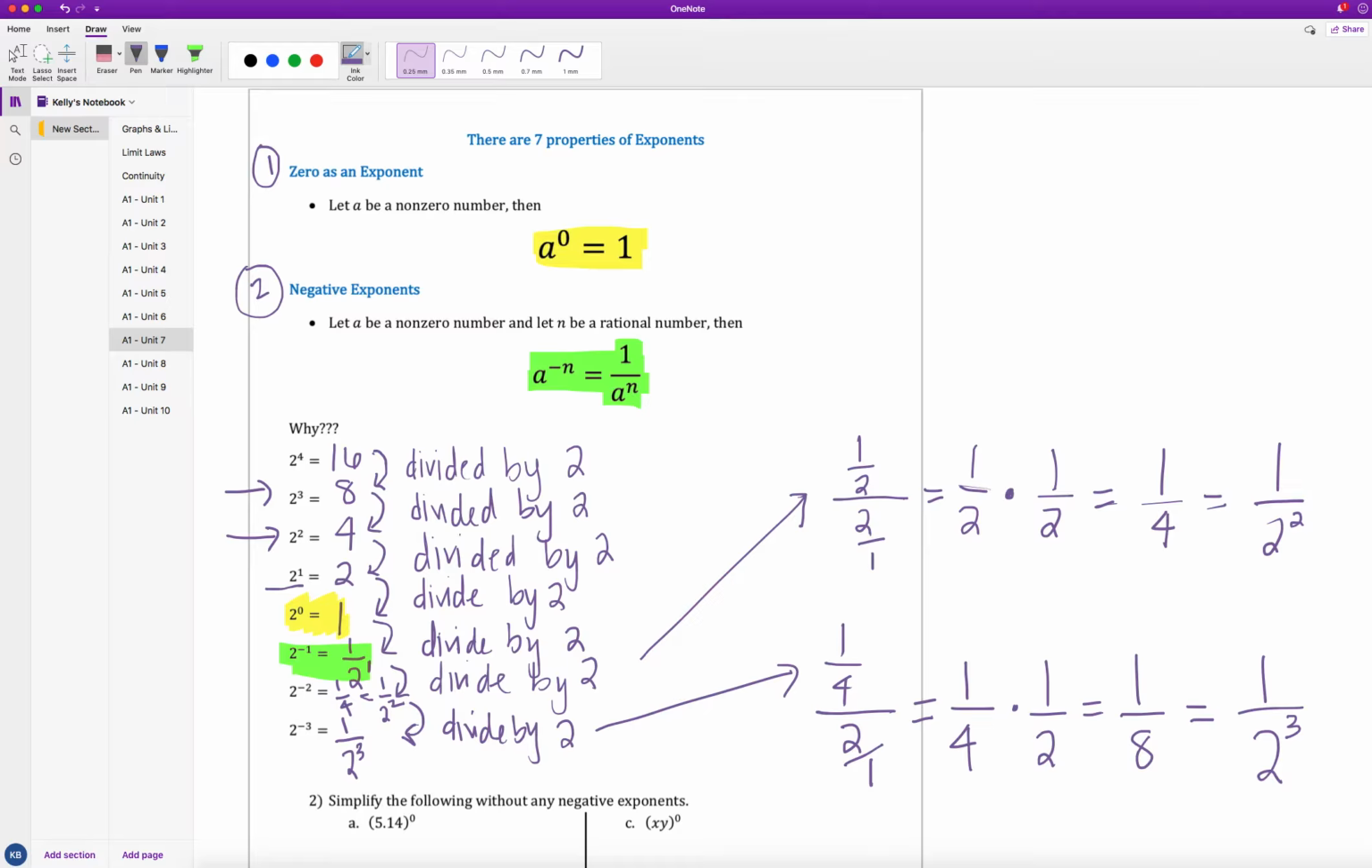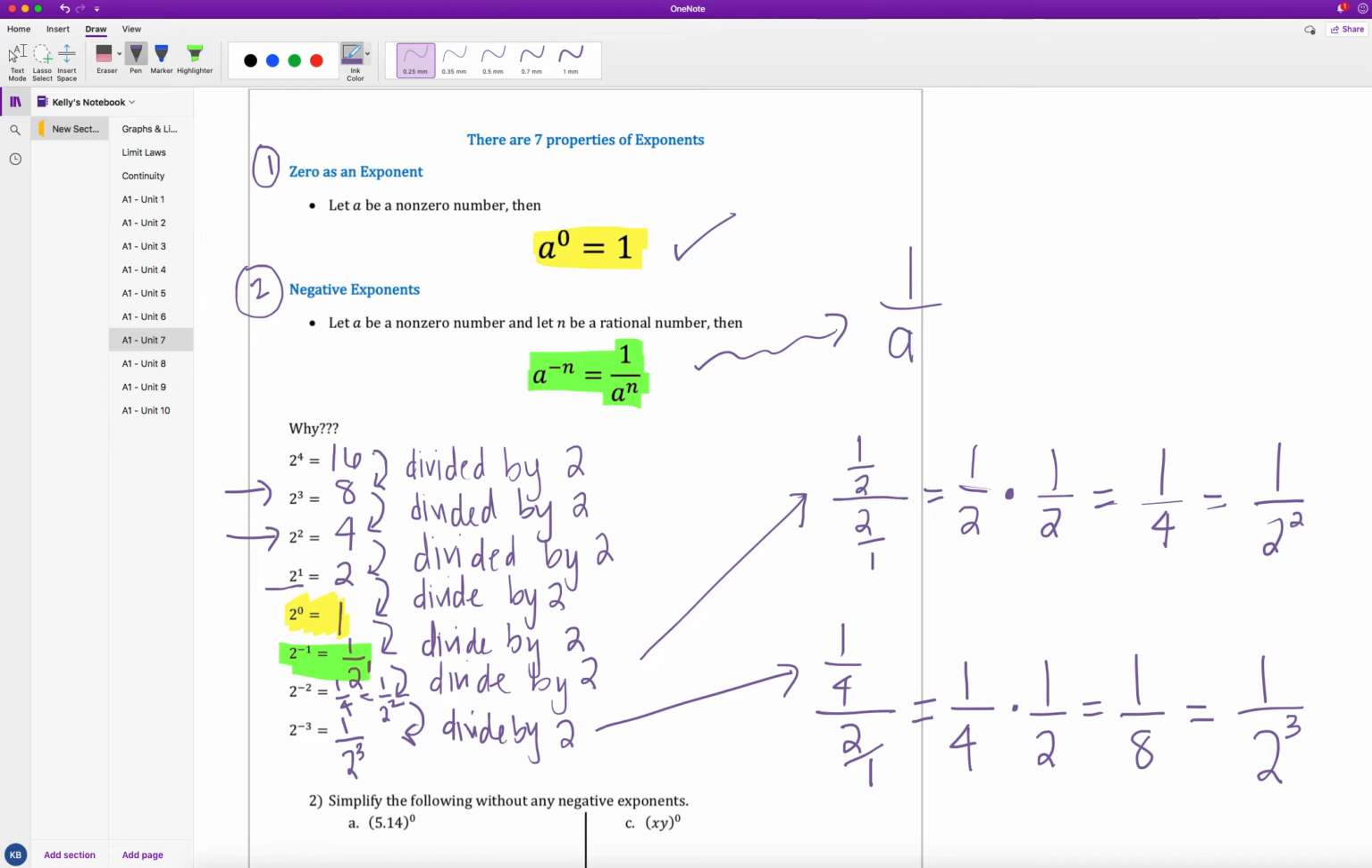Anything to the 0 power equals 1. So no matter how complicated I make the base, whatever it is, if it's to the 0 power, it's going to be equal to 1. And then if I have any base to a negative exponent, I can rewrite this as 1 over a to the positive n.